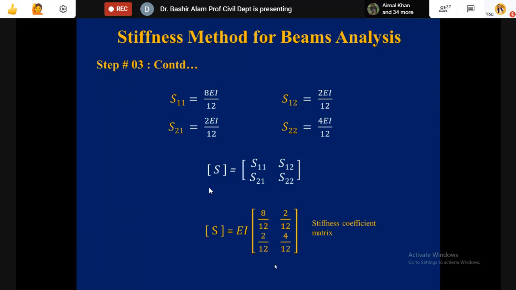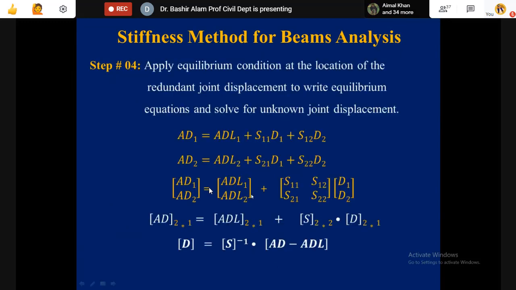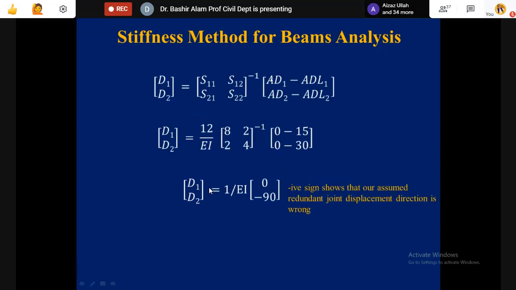Now it is easy to write the equilibrium equation and solve this. So this is the equilibrium equation now. And here we put the values as inverse. So 12 we took out common. EI over 12, so inverse is 12 over EI, and here we take inverse of this. AD1, AD2, we were not having any corresponding actions, so 0, 0. ADL1 was 15 and this was 30. So D1 and D2 are coming equal to 0 and minus 19.